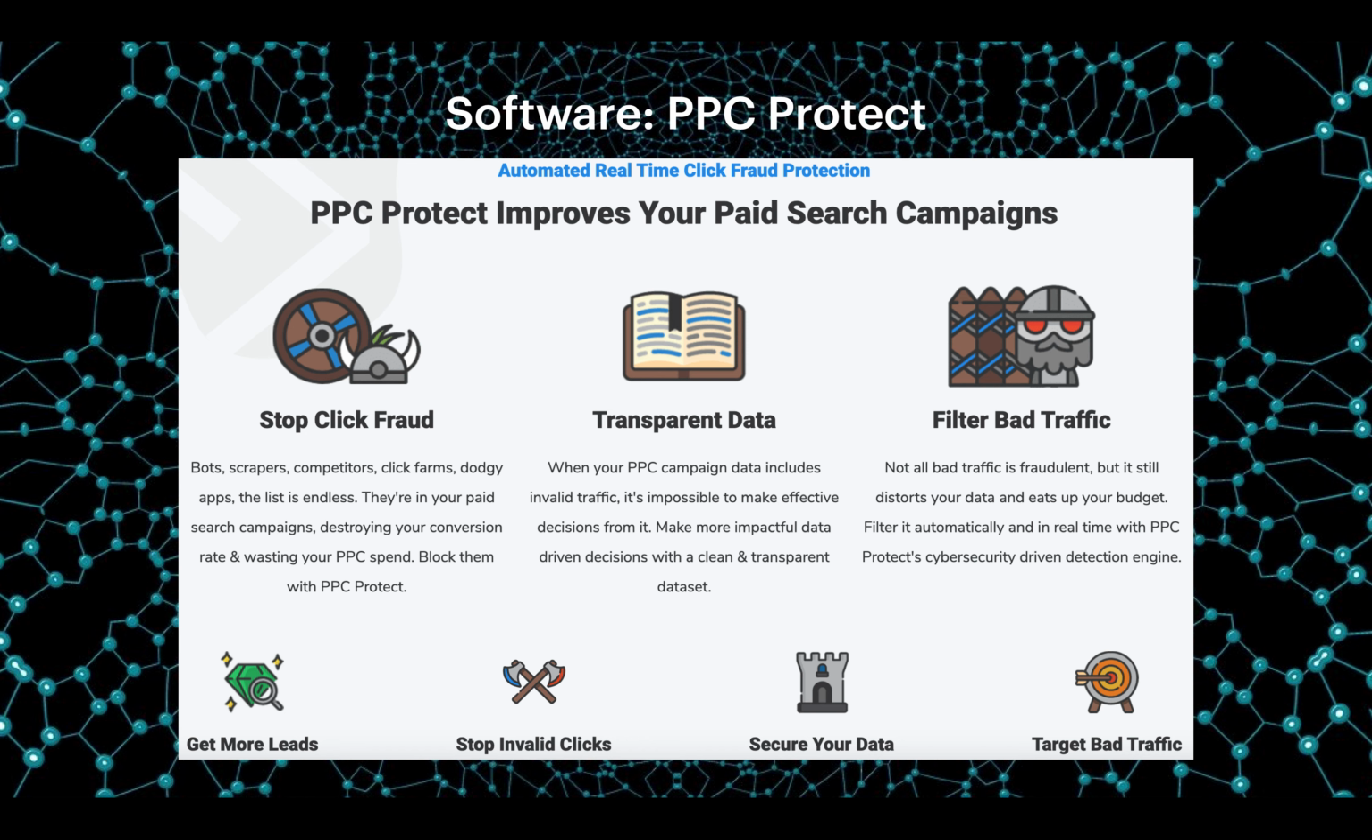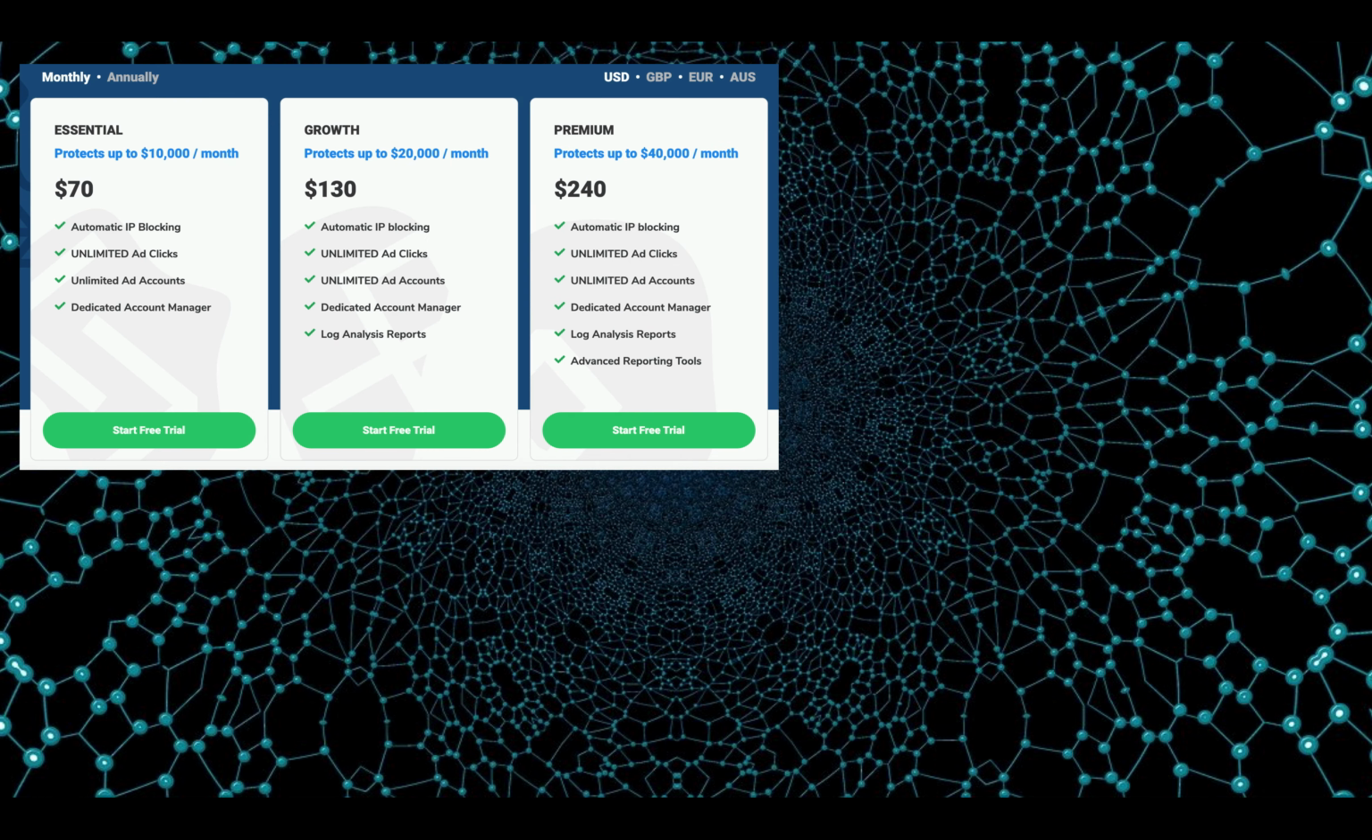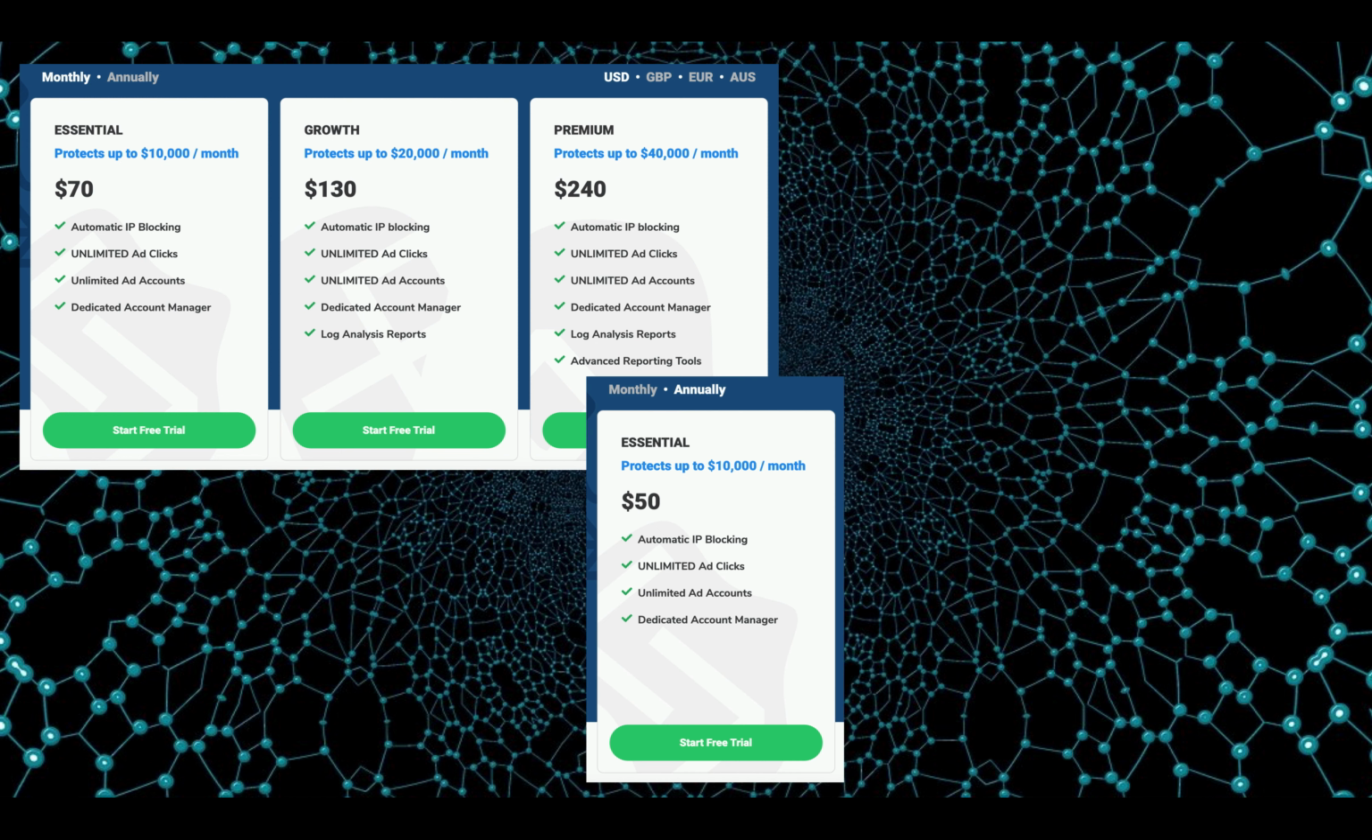So, this sounds great. But the question is, how much is it? So, pricing is broken down either monthly. So, you could do $70 a month, $130 a month. Well, of course, the premium price is $240 a month. It depends on the size of your company and what different benefits and functions you need from the program, but these are the different prices if you want to pay monthly, or you could pay annually.